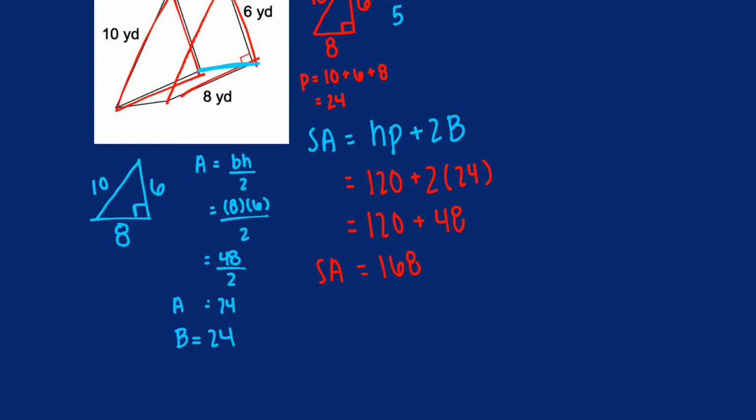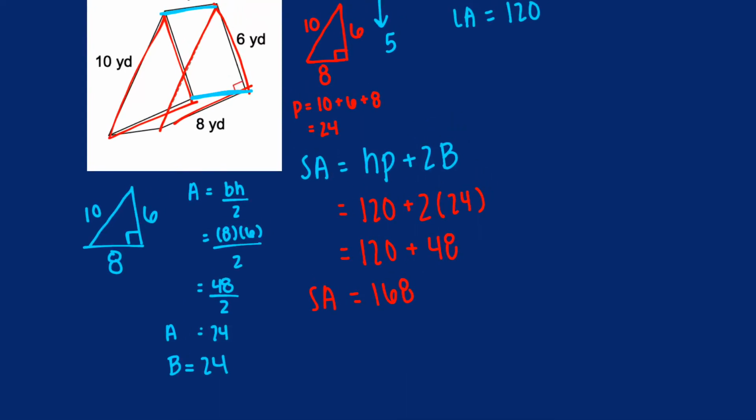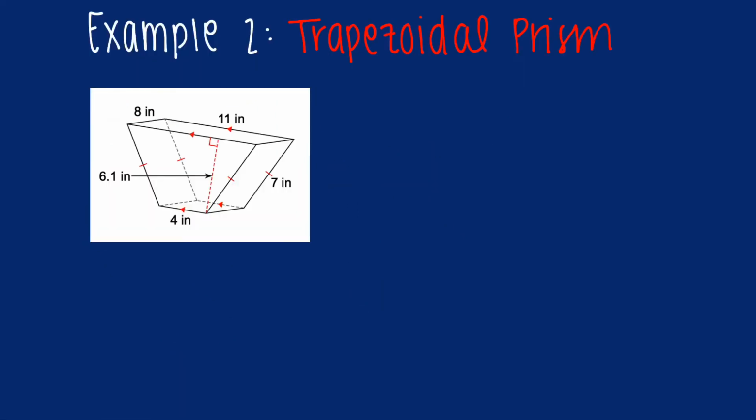So on your assignment, sometimes I ask for the lateral surface area, sometimes I ask for the total, so make sure you're paying attention. If I ask for both, you do have to do both. But remember, the last step is all you really have to do in total surface area if you've already done the lateral. Alright, so example 2, I did give you a trapezoidal prism. And so remember, from the name trapezoidal, that tells us the bases are trapezoids.